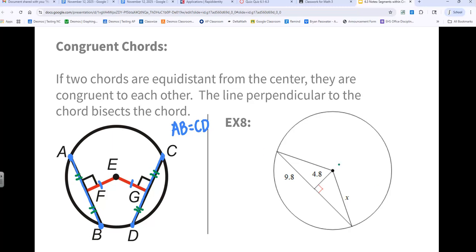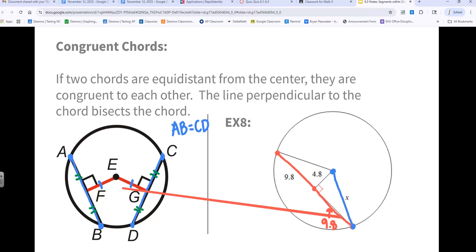So if we look at a problem like number 8, I have a chord and a line that's perpendicular to it. So that is going to tell me that if this piece right here is 9.8 and this is a perpendicular line, then this piece over here is also 9.8. Now they're not asking me for that segment. They want to know the radius of the circle here. I want to know that radius.